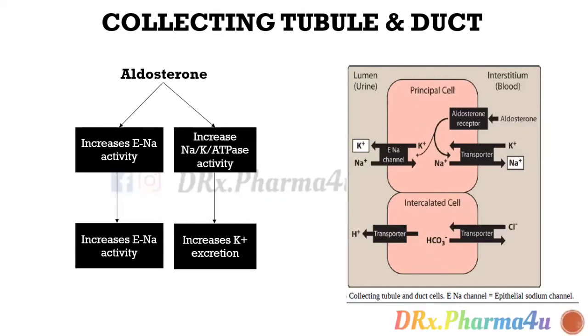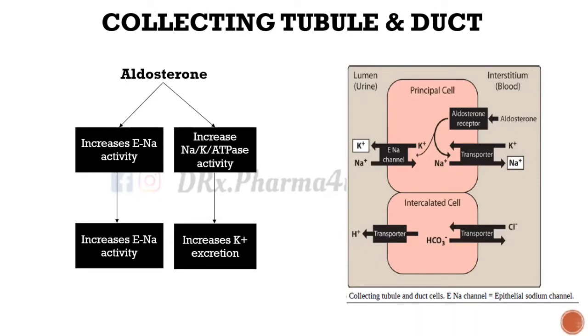There is also a mineralocorticoid known as aldosterone. Aldosterone also has a very big activity here. Aldosterone has two actions. Number one, it increases epithelial sodium channel activity, so it will increase the entry of sodium from the lumen into the principal cell. And aldosterone also increases the activity of the sodium potassium ATPase pump. As a result, potassium will get eliminated and sodium will get into the blood or interstitium from the principal cell.